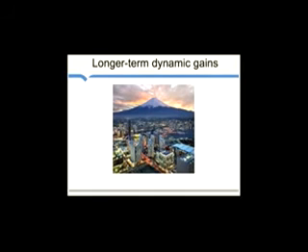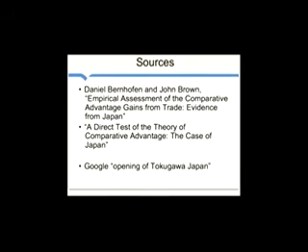The main results here are drawing on a very good and important research paper by Daniel Bernhofen and John Brown, and that is called Empirical Assessment of the Comparative Advantage Gains from Trade, Evidence from Japan. Those same 2 writers have another piece, somewhat more technical, called A Direct Test of the Theory of Comparative Advantage, the Case of Japan. If you'd like to read about the history of Japan's opening up to trade with the outside world, one place you could start is simply to Google Opening of Tokugawa, Japan.